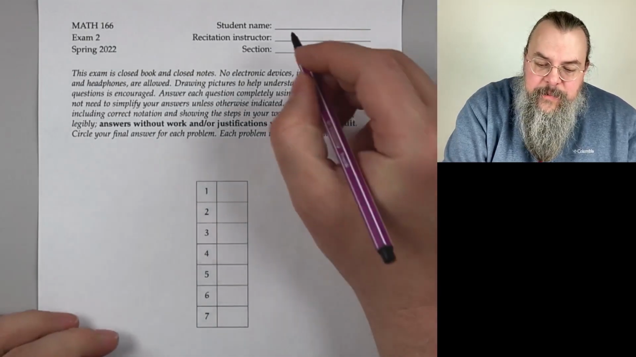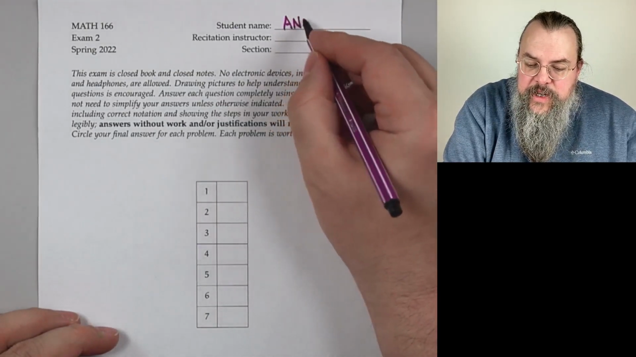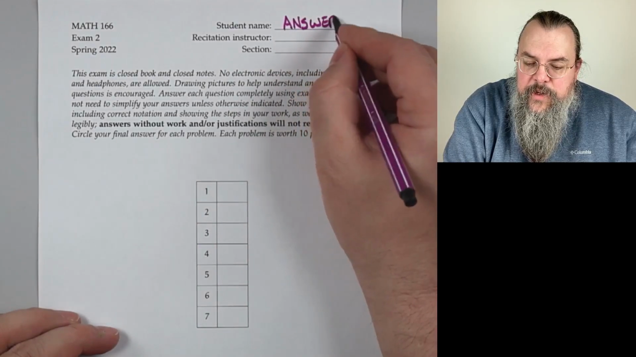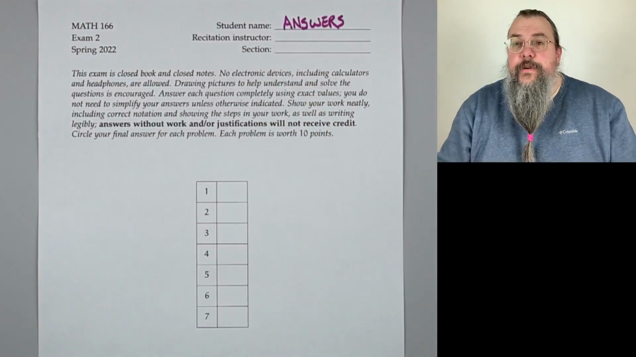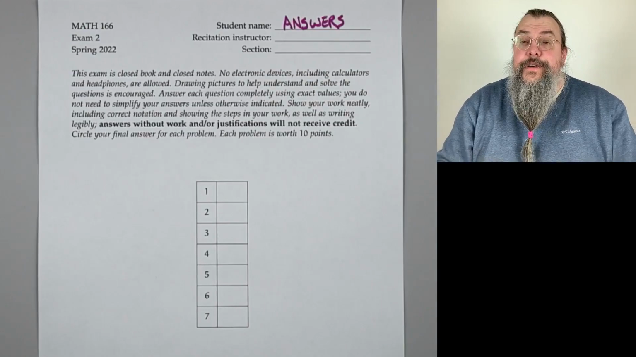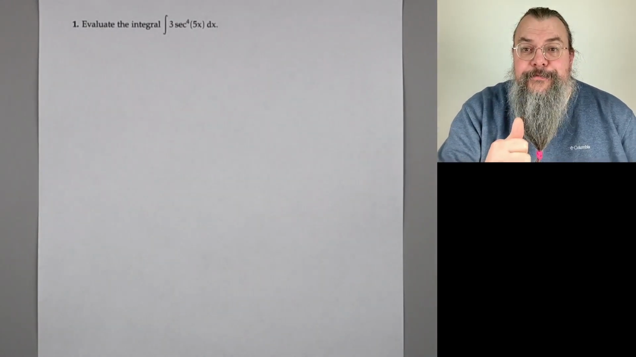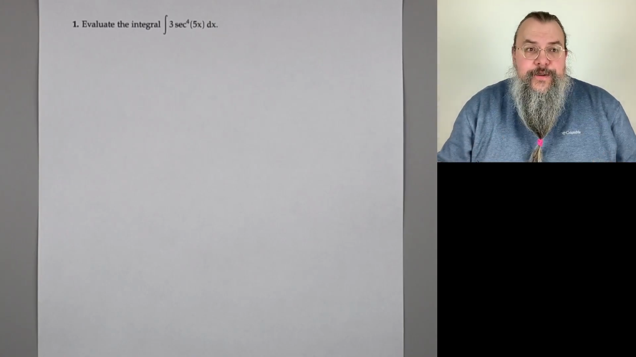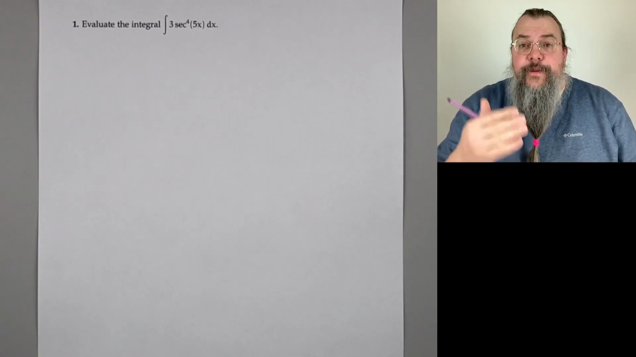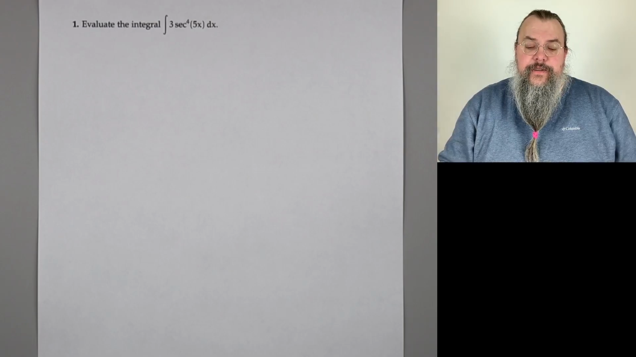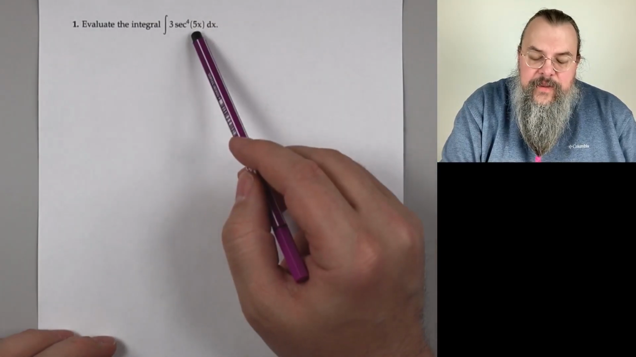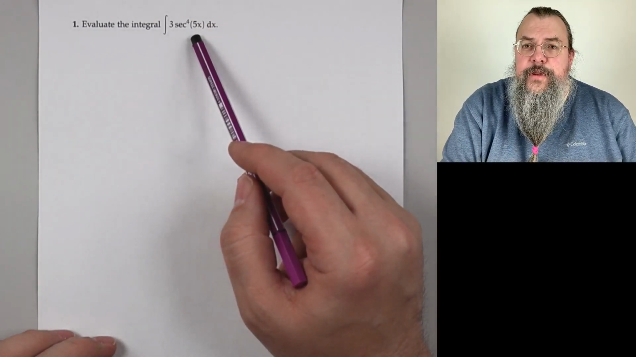Let's start with putting our name on, because of course we want to make sure we get the credit. So we'll put down that we're going to do the answers, because that's what we're after. And let's get going. Number 1, evaluate the integral of 3 secant to the 4th power of 5x dx. Now the 5x, that's just there mostly for distraction. That won't really do anything.